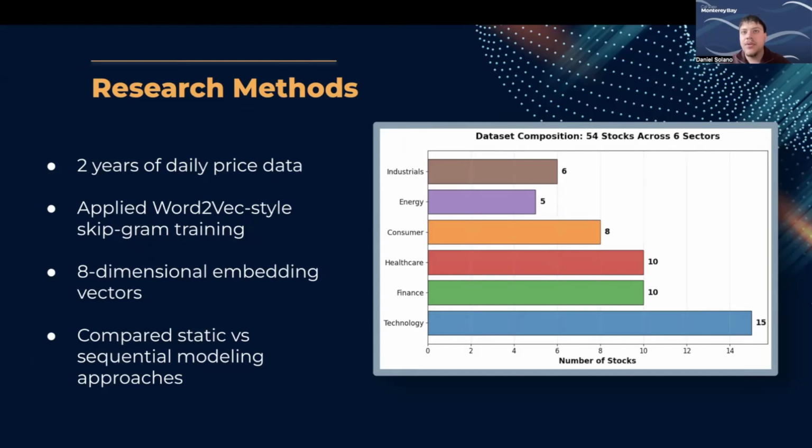But here's the key part. We didn't stop at static embeddings. Static models look at relationships as fixed: Apple always relates to Microsoft in the same way. Sequential models, like transformers, look at patterns over time. They learn that yesterday's Apple movement plus today's market condition predict tomorrow better than anything looking at a fixed relationship. We compared these approaches to see what captured market dynamics better.